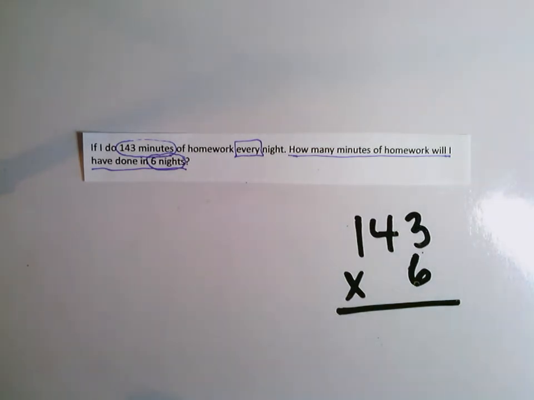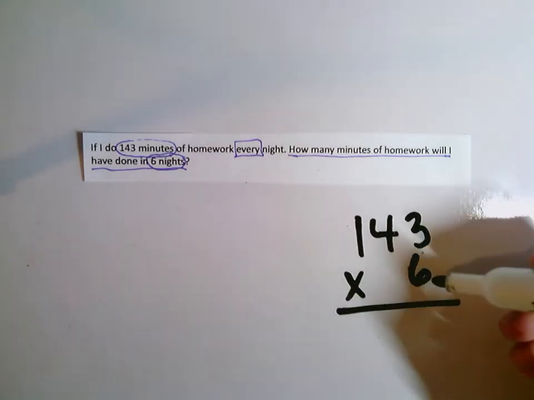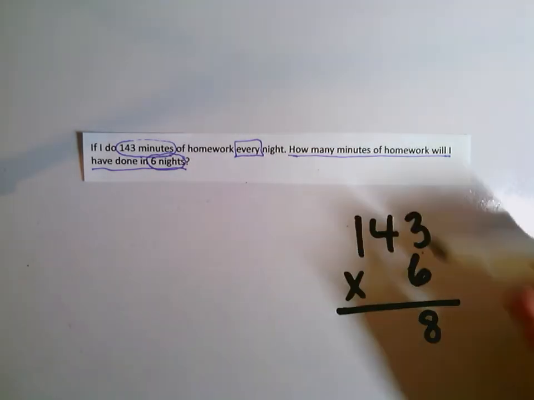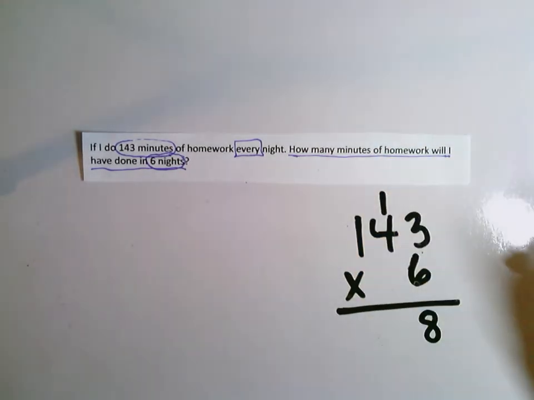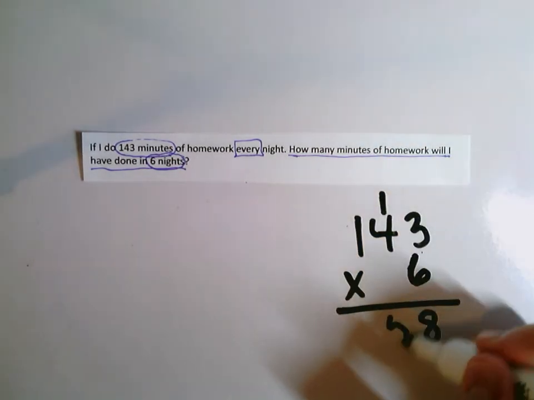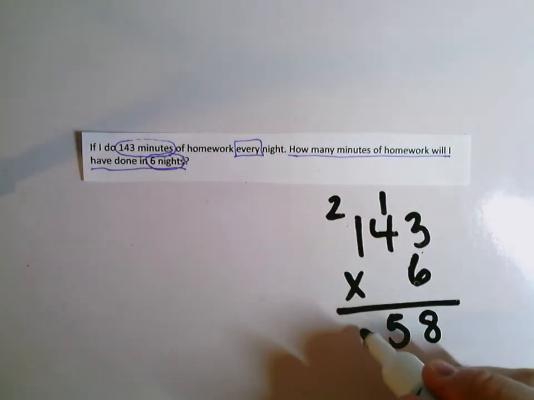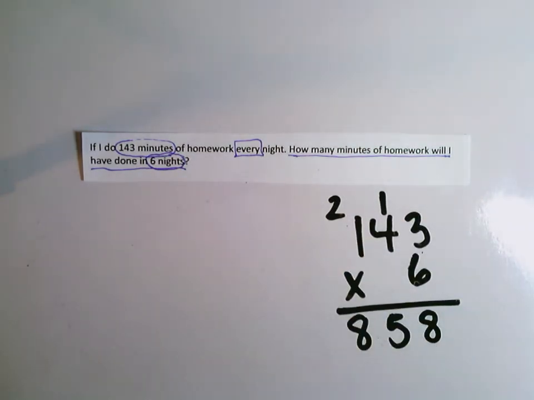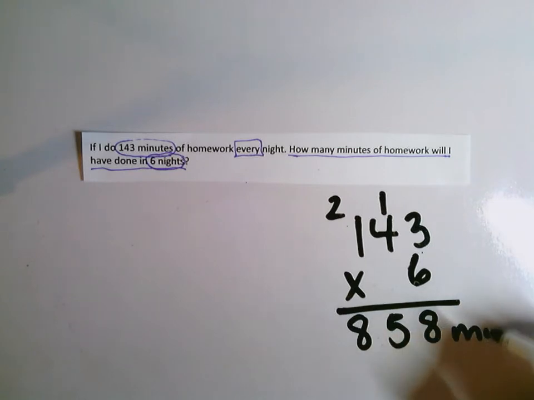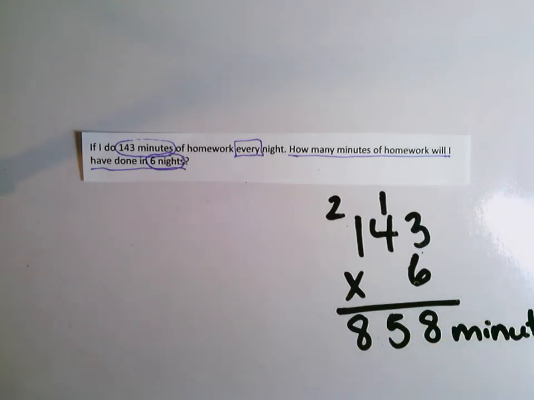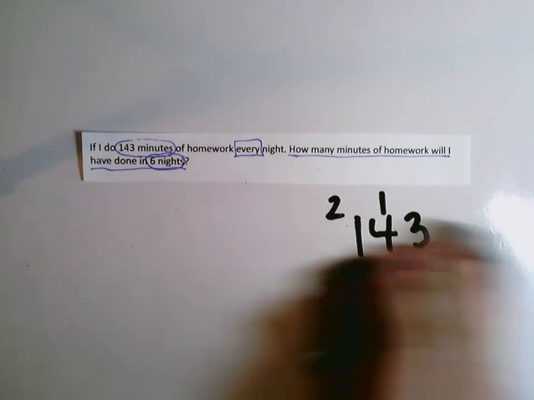Okay, I'm going to go ahead and solve that. 6 times 3 is 18. 6 times 4 is 24, plus 1 more is 25. 6 times 1 is 6, and 2 more is 8. So that's 858 minutes total in 6 nights. Okay, let's try one more example before I let you go ahead and do some problems on your own for today's assignment.